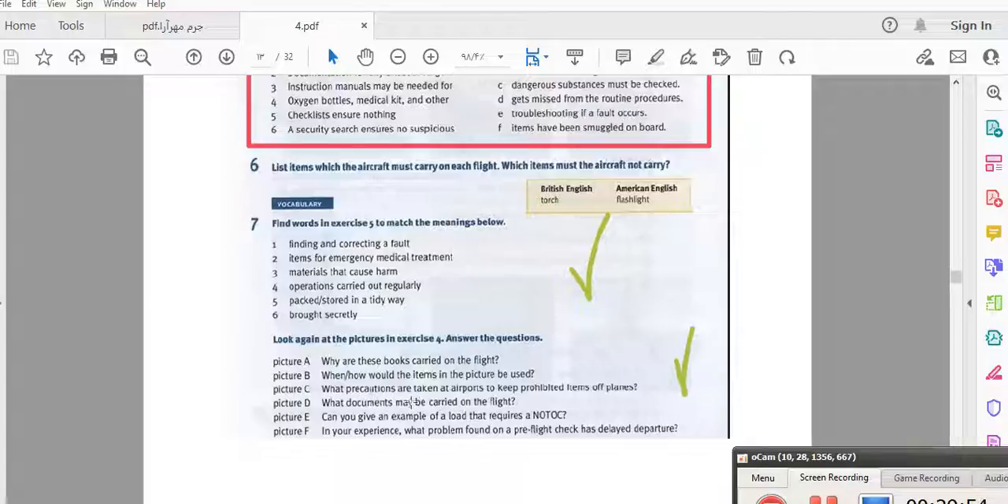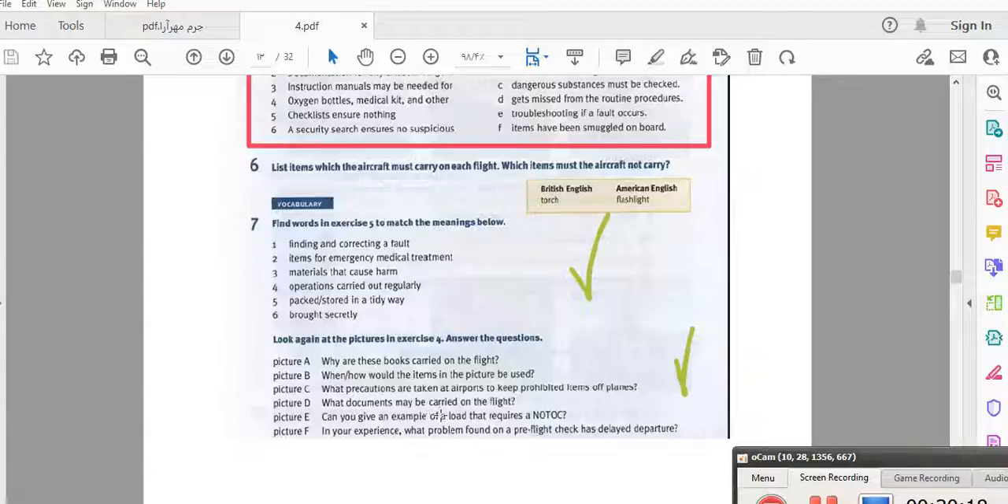What precautions are taken at the airport to keep prohibited items off the plane? Security checking of the suitcases, bags, and baggage. Security checking of the staff and passengers, personal search. These are the things that we can use in order to avoid it.